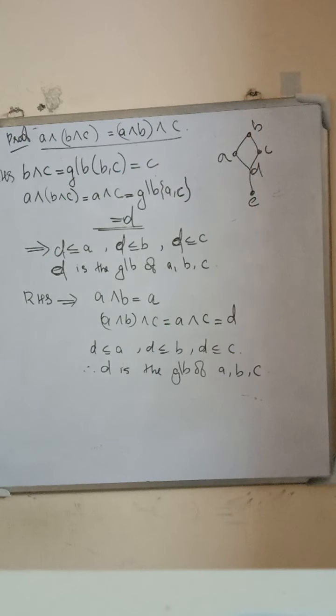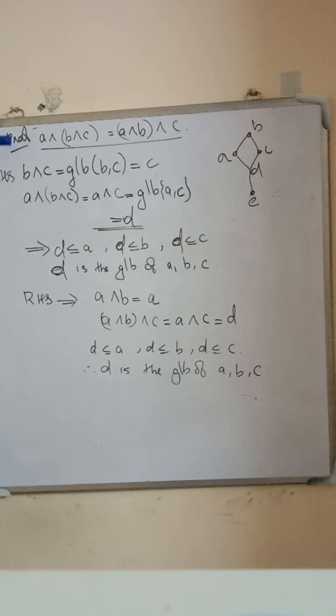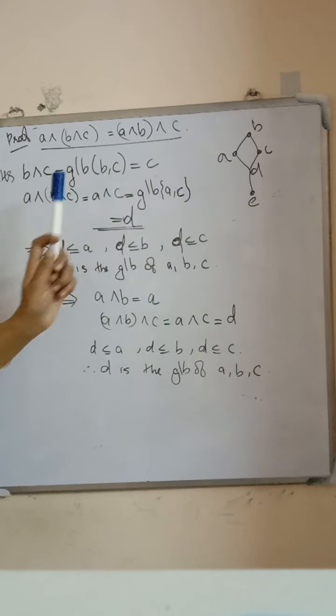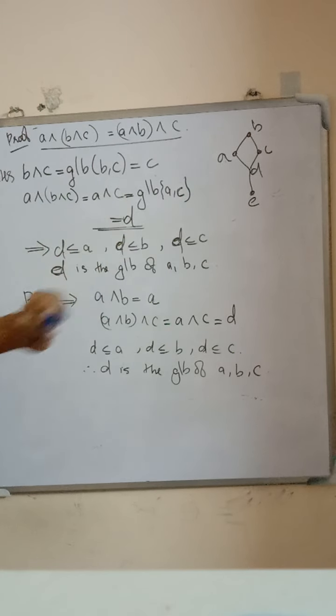Next we discuss the proof of the associative law by this Hasse diagram. (A meet B) meet C equals A meet (B meet C). A meet B meet C means the greatest lower bound of A, B and C. Okay, first we discuss the left hand side. A meet (B meet C). First consider B meet C. Here B meet C is C. Greatest lower bound of B and C is C.